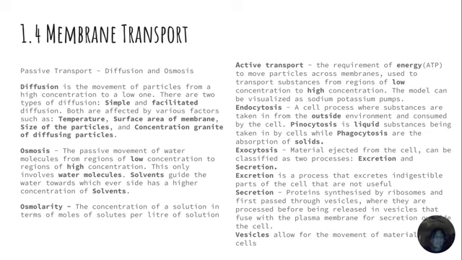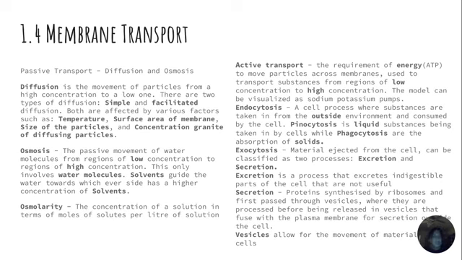Endocytosis is a cell process where substances are taken in from the outside environment and consumed by the cell. And there are two types of endocytosis depending on what the cell consumes. We have pinocytosis, which is consuming liquid substances, and then we have phagocytosis, which is the absorption of solids. And then apart from endocytosis, we have exocytosis, which ejects materials from the cells. And this can be classified as two processes, excretion and secretion.